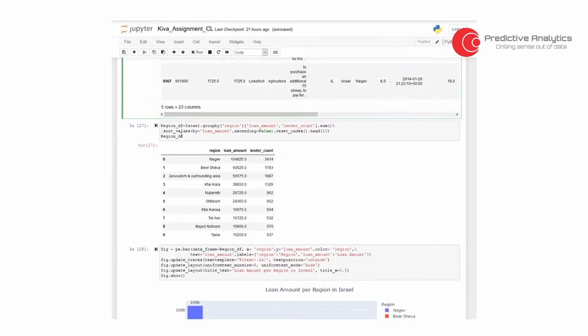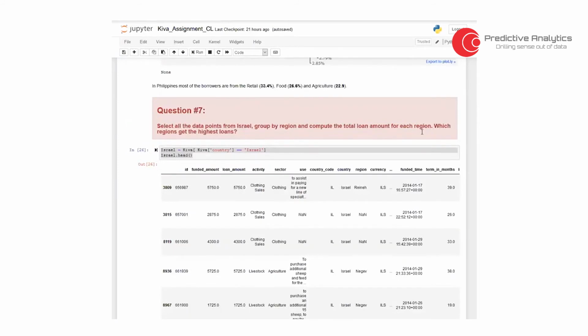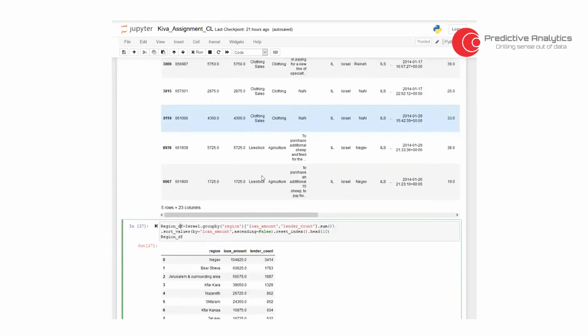And then from Israel, I picked the regions. So I said region df equals Israel group by region, the loan amount and the lender count. Then I summed it up and reset the index to start from 0. So you get Negev, Beersheba, and Jerusalem and surrounding areas as the top 3 in terms of loan amount and also lender count, although Jerusalem in terms of count is higher than Beersheba from the lender count. Okay, very good to note such things. Basically it's asking which region has the highest loans.